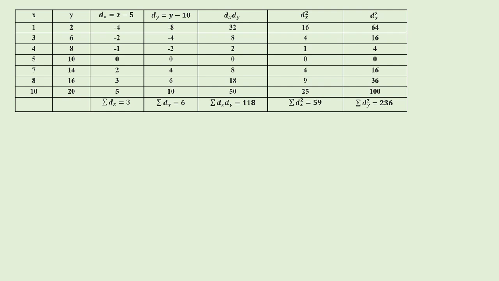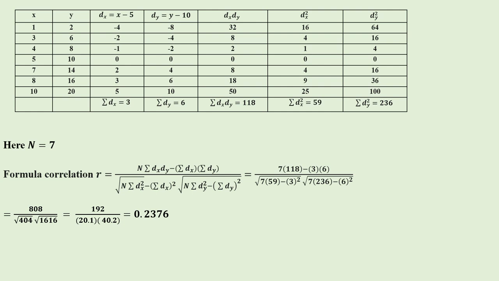Next, the third column squared, that is dx square: squaring all numbers in the third column, minus 4 square, minus 2 square, minus 1 square, etc. Adding all those, you will get summation dx square equal to 59. Then the last column squared, that is dy square: minus 8 square is 64, minus 4 square is 16, etc. Adding all those, you will get sigma dy square equal to 236. Here n is equal to 7. Then using the formula, you will get 0.2376. So it is a positive correlation, negligible, very low. Thanks.